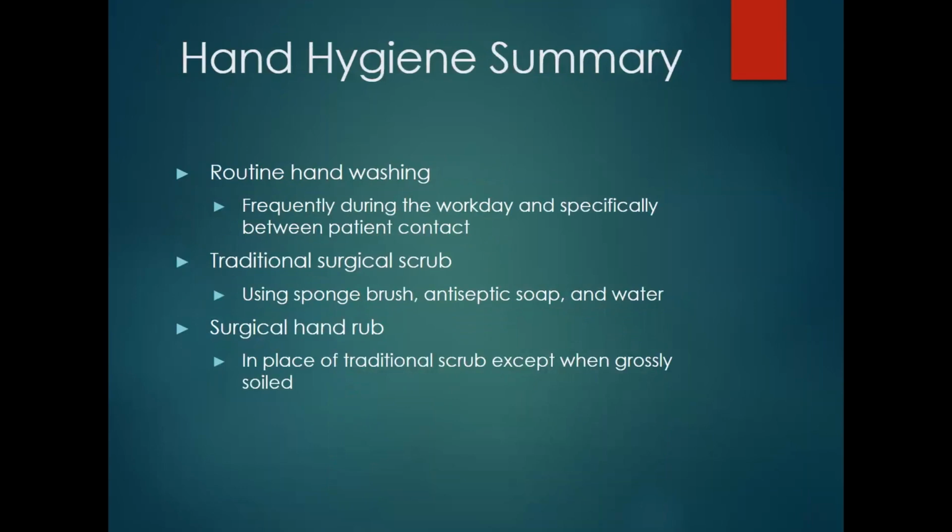Surgical hand antisepsis is a technique that reduces the number of microbes on the hands and the arms, and we're trying to reduce it to an irreducible minimum. Now, routine hand washing should be frequently performed during the workday, specifically between patient contact. So in between cases, you want to go out there and just do a regular routine hand wash. Two methods of surgical hand antisepsis are acceptable. We have a traditional surgical hand scrub, which uses a scrub brush, liquid antiseptic soap, and water. This should always be your first scrub of the day.